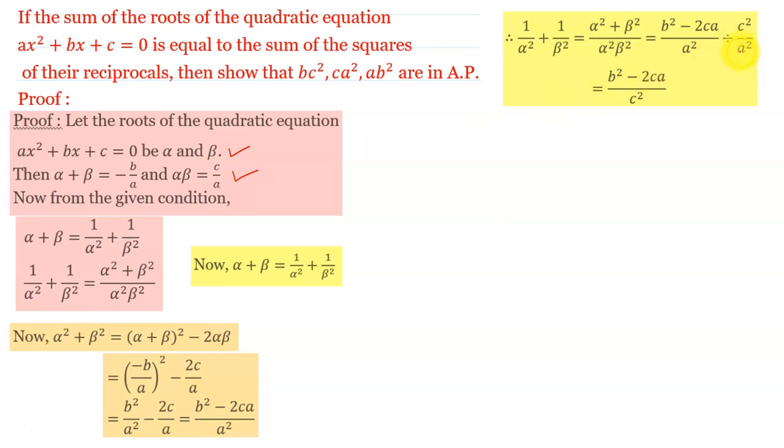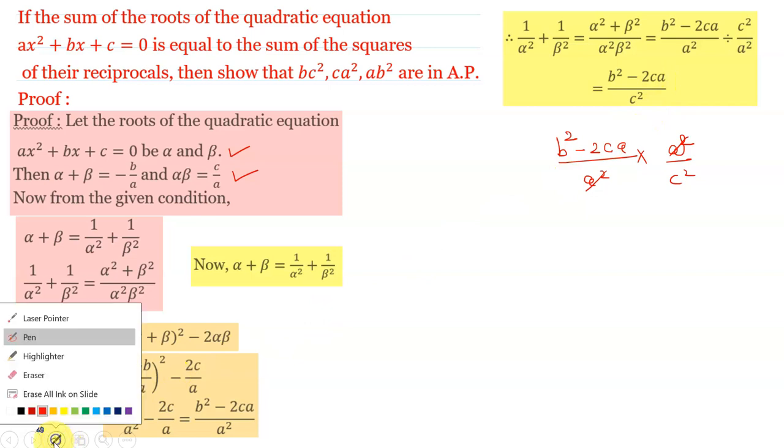Divided by c square upon a square. नंतर हे multiplied and reciprocal होणार. That is b square minus 2ac upon a square, multiplied and reciprocal means what? It is like this. Upon b square minus 2ac upon a square multiplied by reciprocal, that is a square upon c square. This a square gets cancelled. Then you will get b square minus 2ac upon c square. आपल्याला या प्रकारचा टर्म मिळेल. And hence b square minus 2ac upon c square.